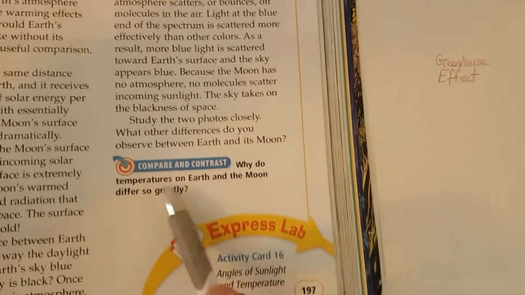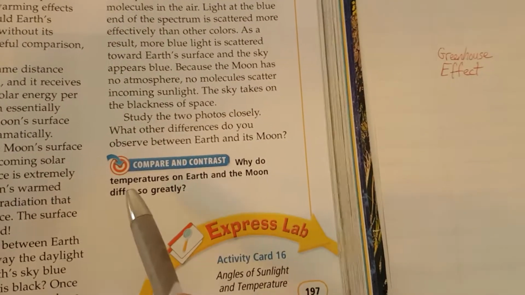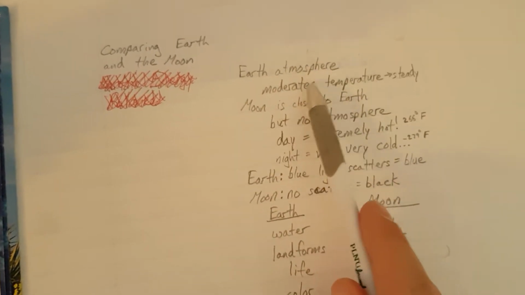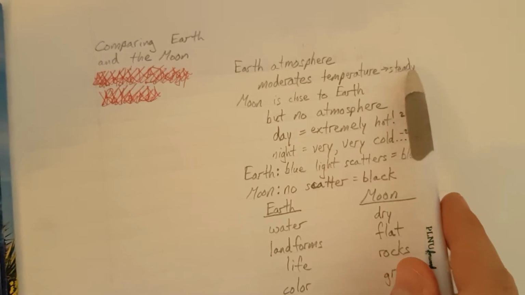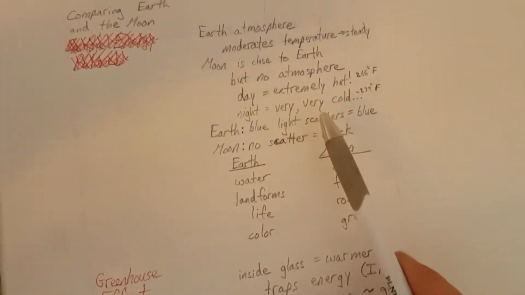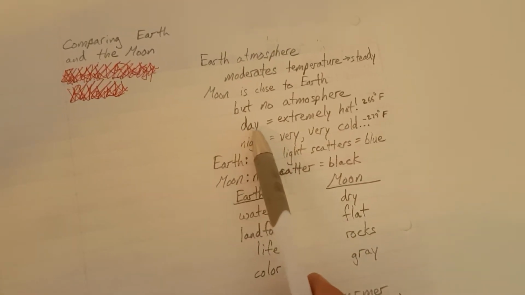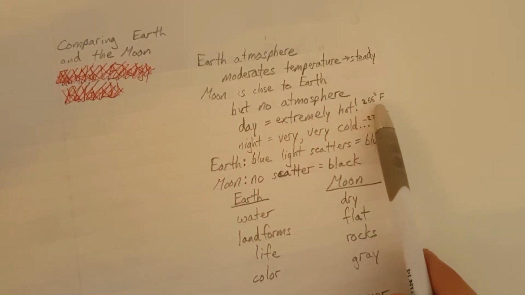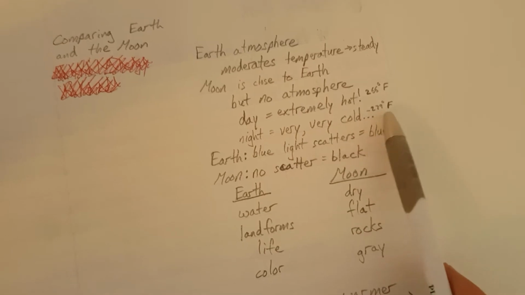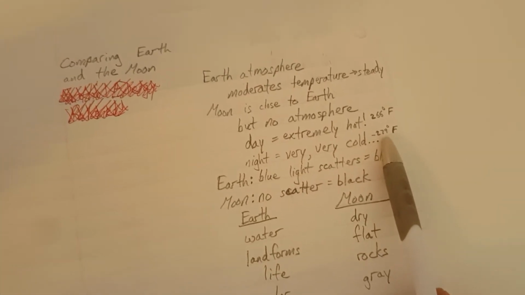Okay, why do temperatures on Earth and the Moon differ so greatly? Temperatures on Earth and the Moon differ so greatly because the Earth has an atmosphere and the Moon does not. The Earth's atmosphere helps moderate temperatures, making them more steady. In the day, it's able to capture some of the heat, and then at night, it uses that infrared heat to keep the Earth warm. The Moon gets extremely hot during the day because there's no atmosphere to block some of that energy. And then at night, it gets very, very cold because there's no atmosphere to hold on to that heat. It all escapes out into space.